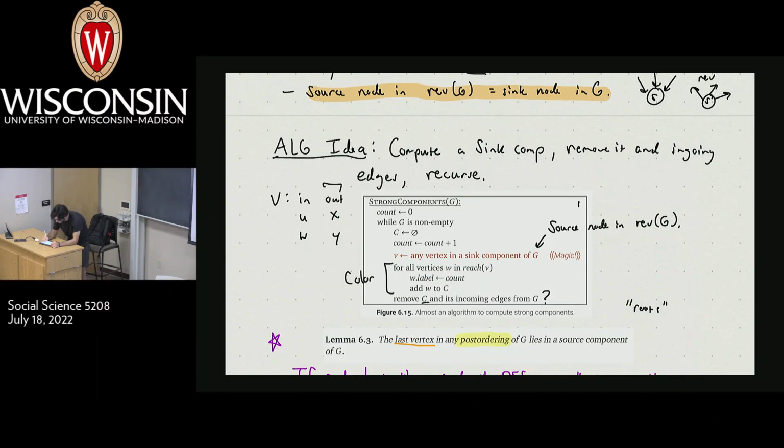So one more thing is this is going to be the last node in the post order of G. So notice we're doing two things here. We're searching through the reverse graph, and we're searching through the original graph. You're kind of simultaneously walking through the reverse graph and the normal graph.